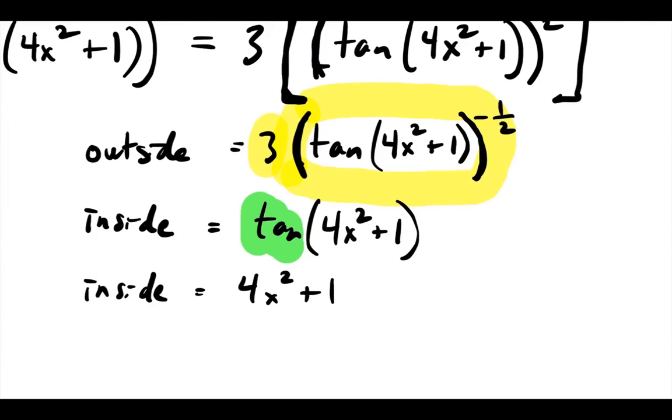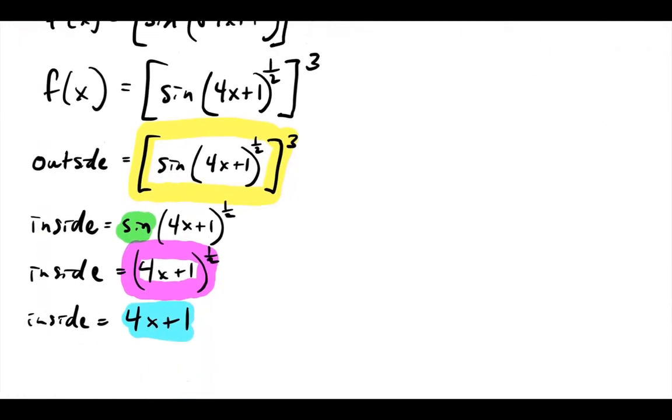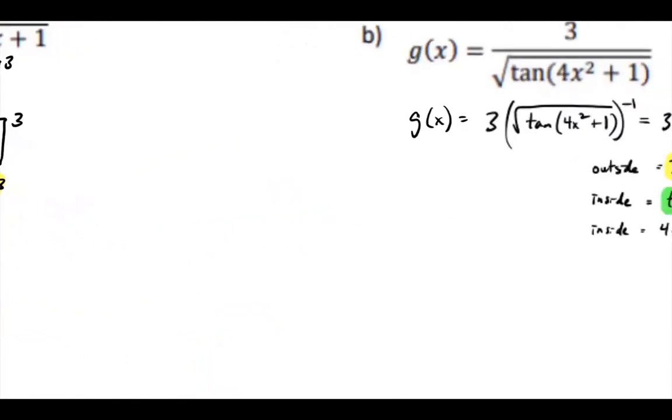So layers upon layers upon layers. Sometimes they are only 2 layers. Sometimes there are more than 2 layers. This one, there were 3 layers. The last one we did, there was an extra layer. I think there were 4 layers. 1, 2, 3, 4. Yeah, 4 layers. So it just depends on the problem.